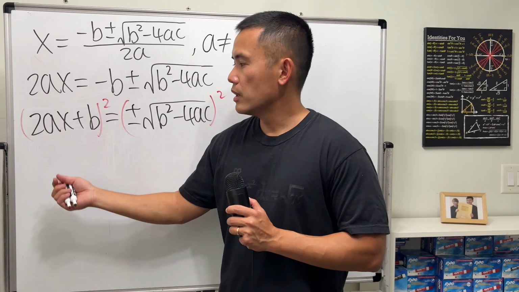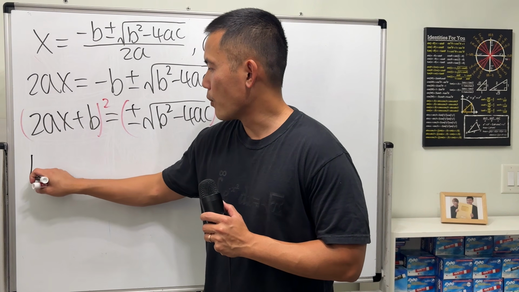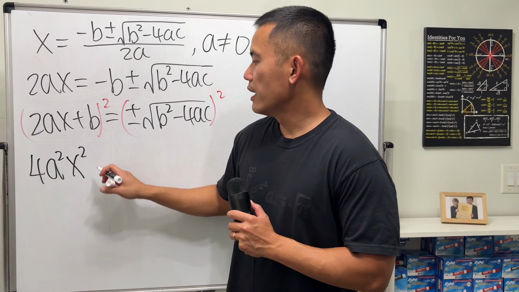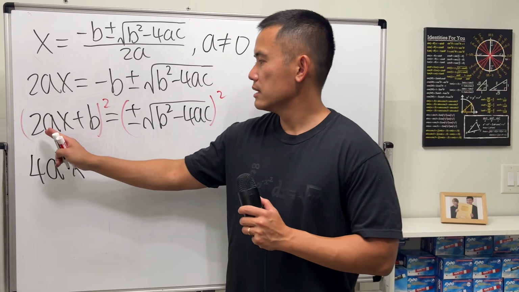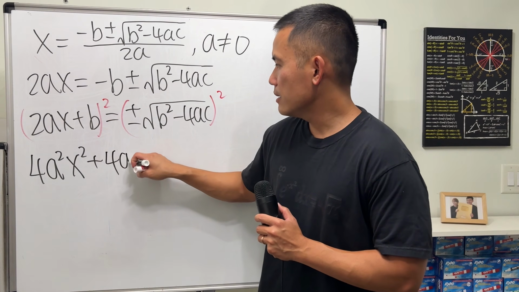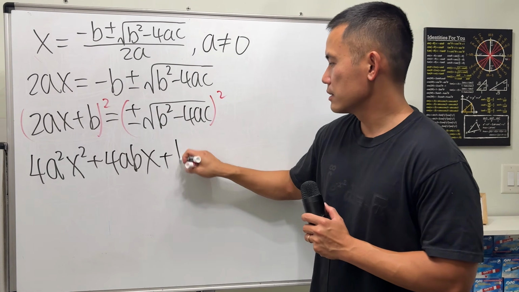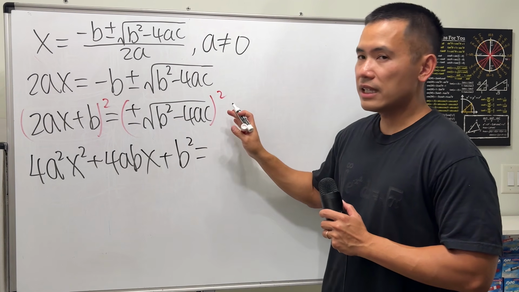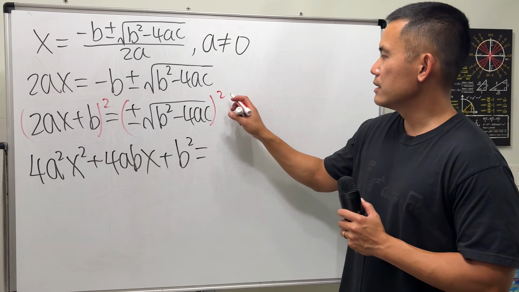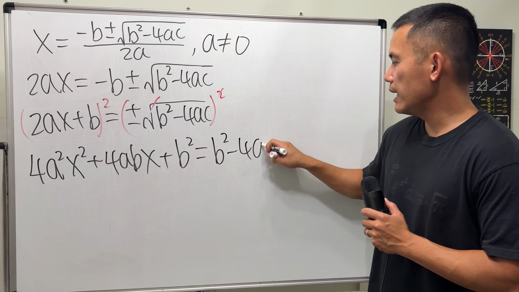So if we expand this, remember we take the first term and we square that. So 2 squared gives us 4, a squared, and also x squared. And then we add 2 times this and that. 2 times 2, we have the 4, and then a, b, and then x. And lastly, we add b squared. Okay, and then on the right hand side, plus or minus is squared, then well, it will be positive either way. And then square and square root cancel, so we just have b squared minus 4ac.